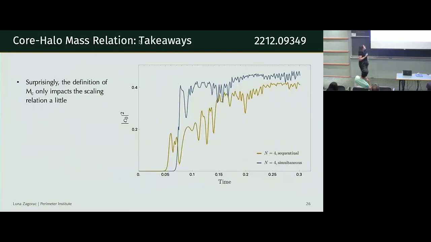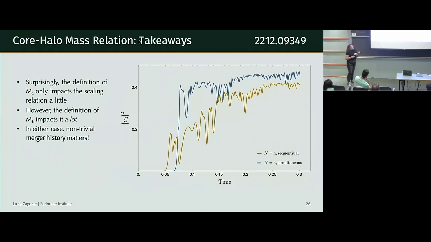So the takeaways are, surprisingly, the definition of MC only impacts the scaling relation a little. However, the definition of the halo mass impacts it a lot. So this is something that we need to be thinking about. And in either case, non-trivial merger history matters, which I don't think was as appreciated before around the time where other papers like this came out as well. So this means that we can potentially expect a variety of core to halo ratios in the universe, which of course complicates the situation a little bit.